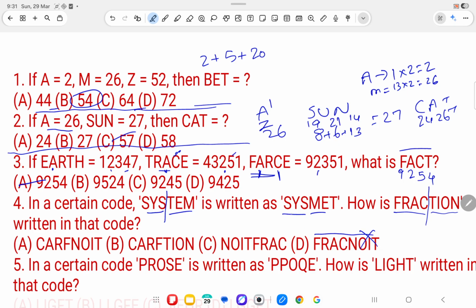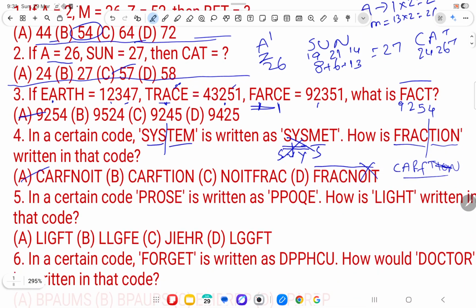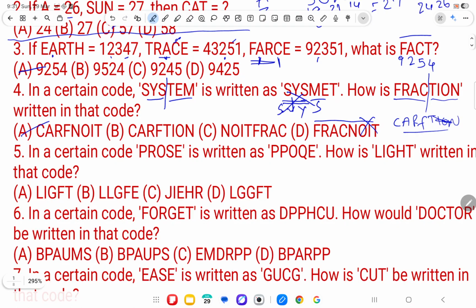But we should not. The reason is that first 3 letters, if you write in reverse order also, it will be the same. S here, Y here, and again S here, SYS. So the first 4 letters should be reversed. CARFTION should be our answer. CARF. So here last 4 letters are reversed, NOIT. So first option.